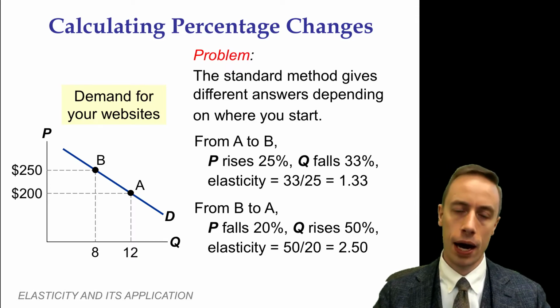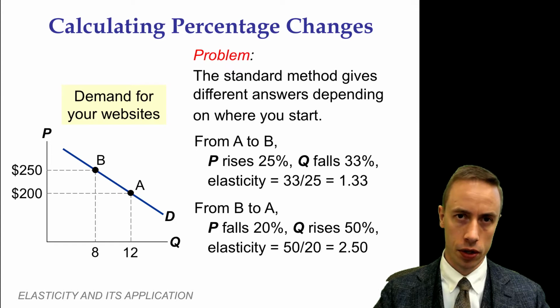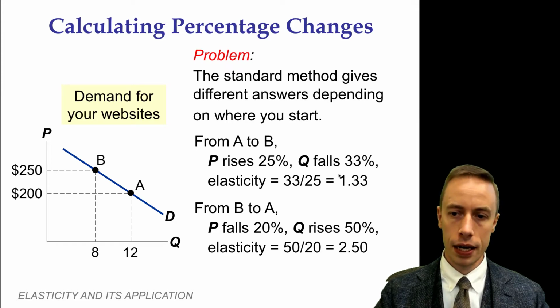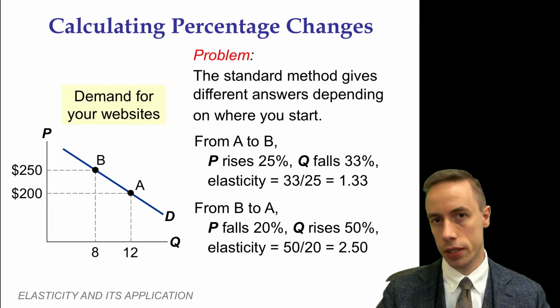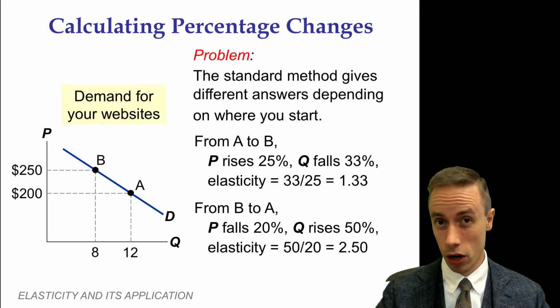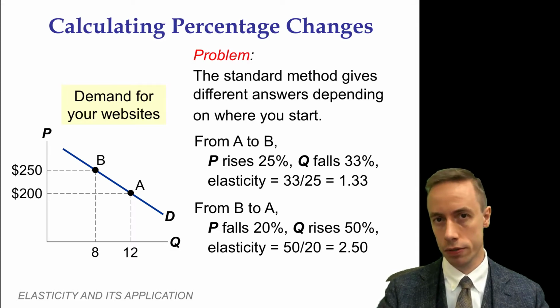Look at the impact this has on the elasticity calculation. Economist A calculates an elasticity of 1.33. Economist B, almost twice as much, 2.5. That's unacceptable. We can't have different economists looking at the same curve, make different decisions about where it starts, and come up with completely different measurements.